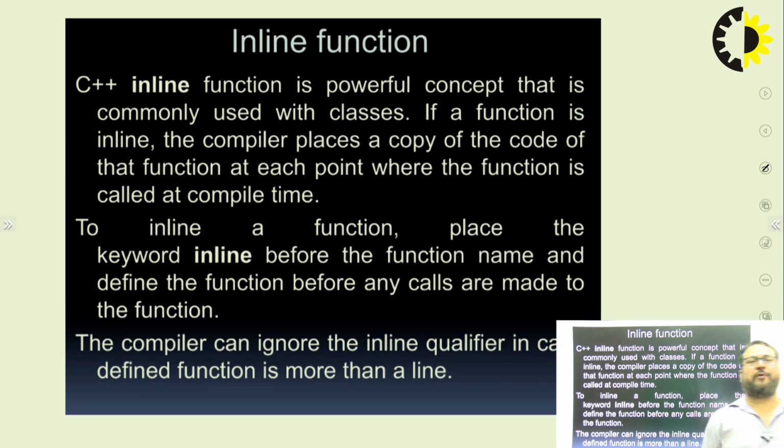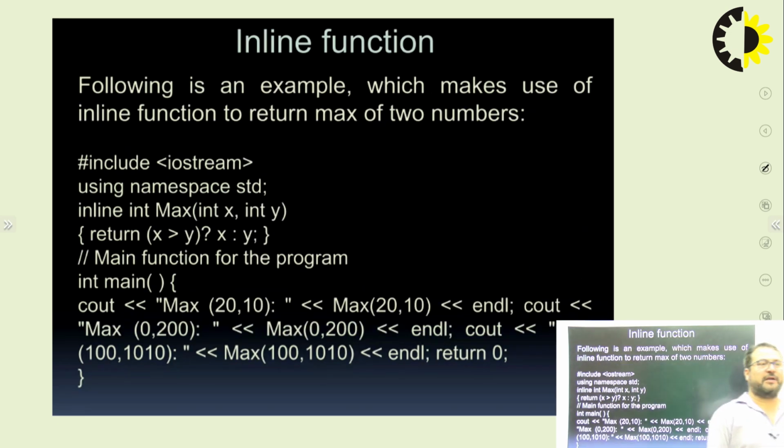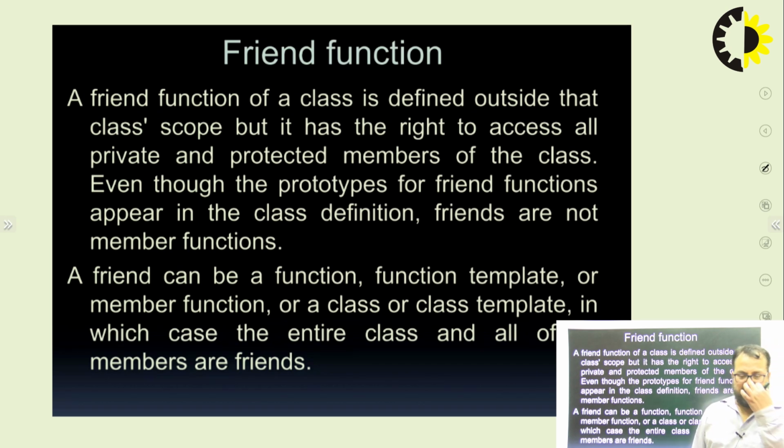So the cost of the call is reduced once we make it an inline function. For that we simply use the qualifier inline, and by that we can make the inline function, right? Okay. What is the friend function in C++? The friend function could be used. So why do we require the friend function?